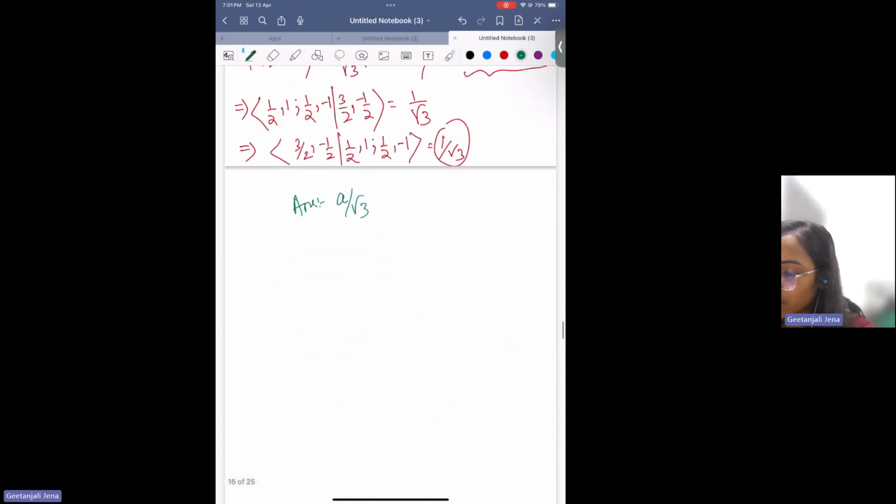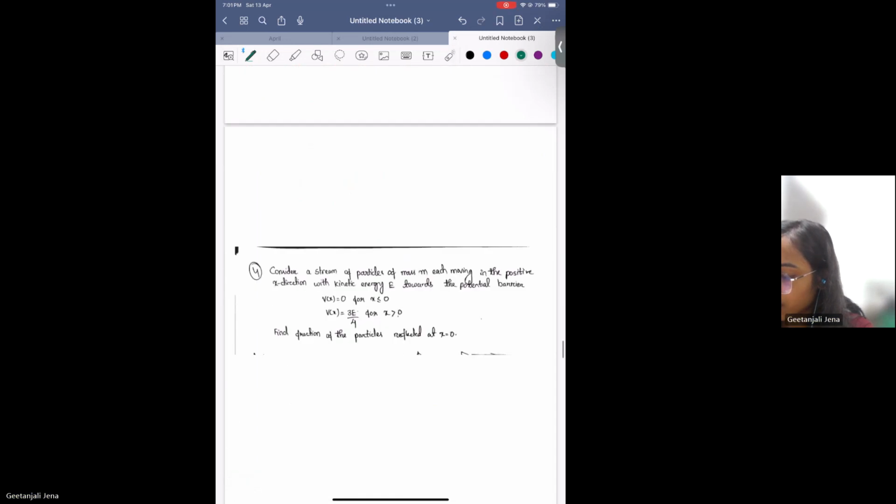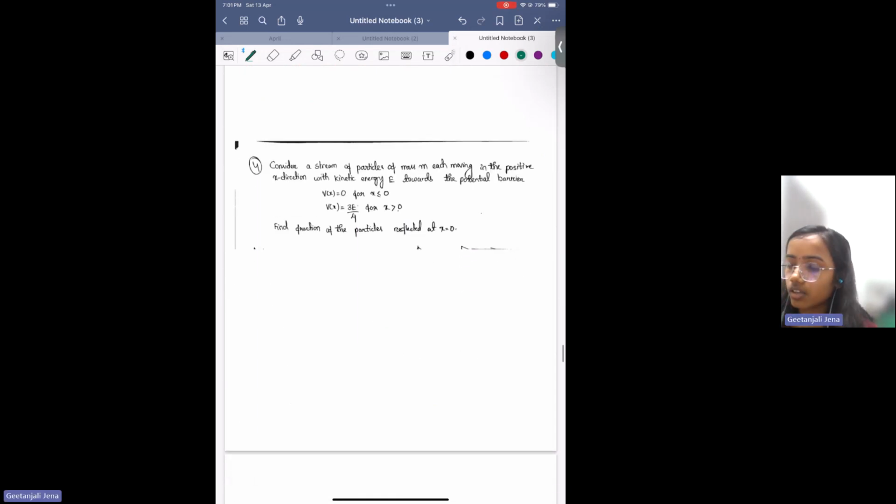This is based on the Wigner-Eckart theorem and the CG coefficient. Now let us solve some problems related to potential barrier and the Dirac delta function. So the fourth question is based on the potential barrier.